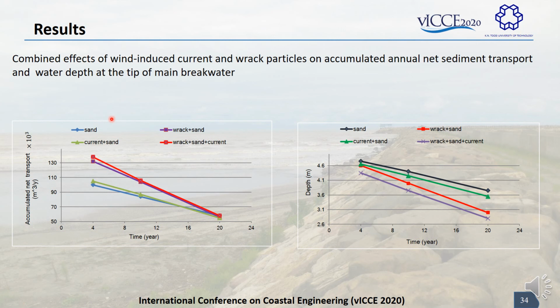At last, I want to show two important diagrams which have been affected by combined impacts of wind-induced currents and wrack particles. The first one is annual net transport, and the second one is water depths at the tip of the main breakwater. You can see them here, and the impact of wrack and sands here.